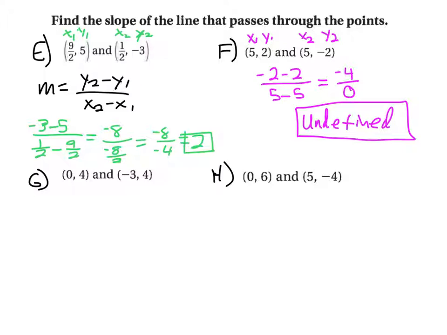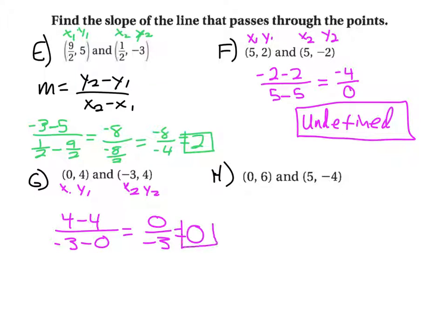Example G here, you can do the same thing. x1, y1, x2, y2, label our points, label our coordinates, and use the formula. 4 minus 4, -3 minus 0, that gives us 0 over -3. Now this one we can divide. We get 0. That's our slope. We know that this is going to be a horizontal line just from the slope.